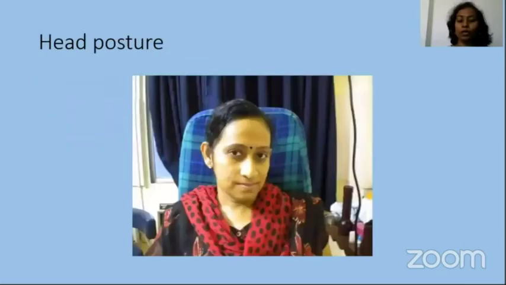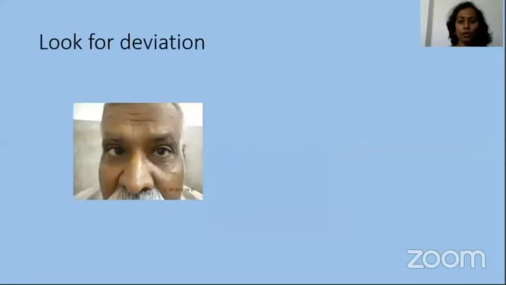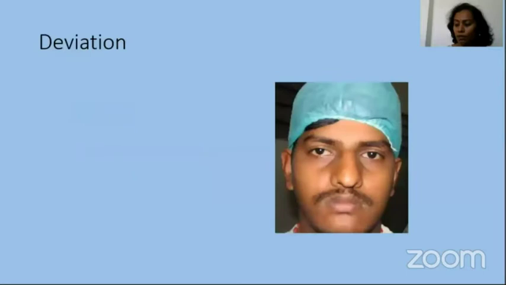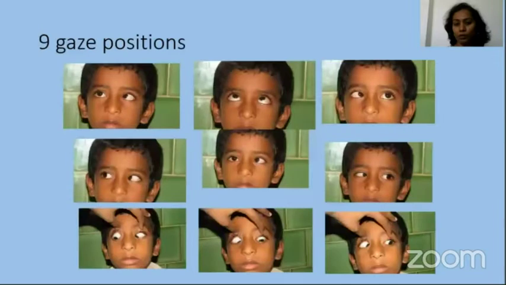Head posture could be either a face turn like this or a head tilt like this. Look for the amount of deviation. It could be a large deviation like this, a right esotropia, or sometimes the deviation will be smaller, particularly when the deviation is a vertical squint. It will be very difficult to pick up the deviation if you are not careful enough.